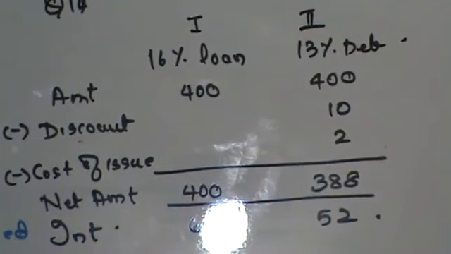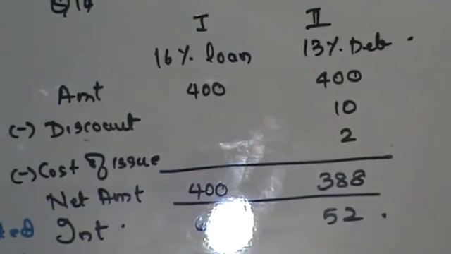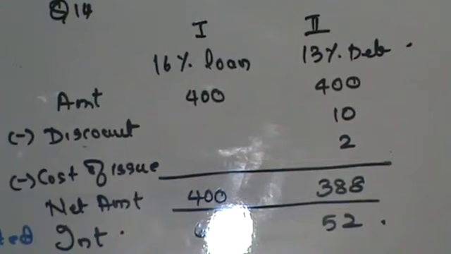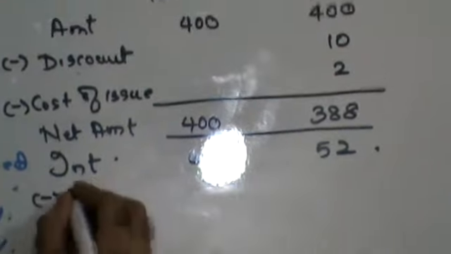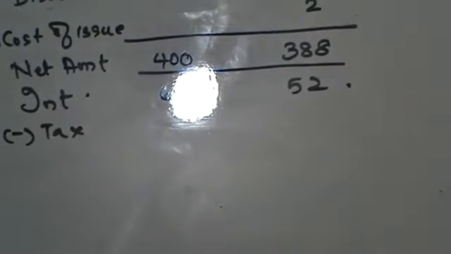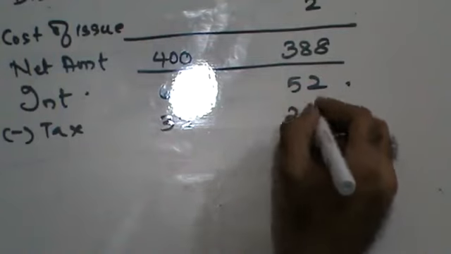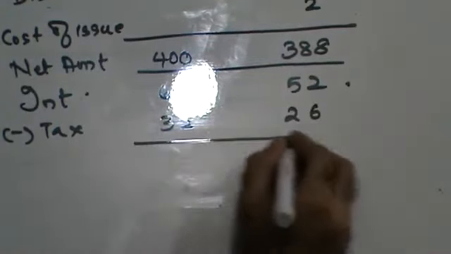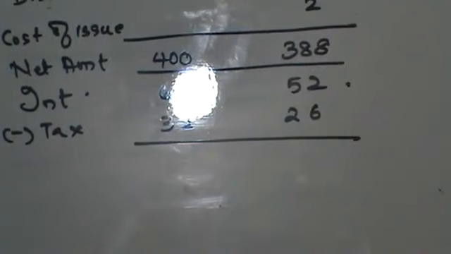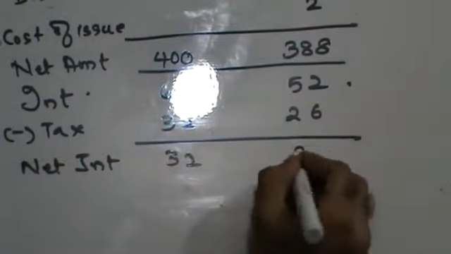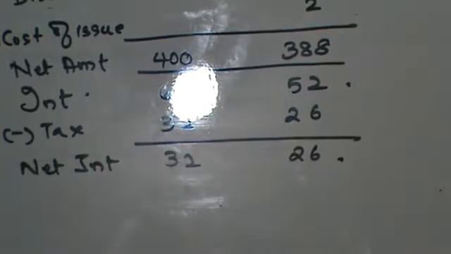So why not 388? Because those are the expenses I have incurred. I have sold debentures of 400 lakhs to you. You are a debenture holder, so I will have to pay you interest. These were the other expenses that I incurred. They are on me. I'll just show you what their effect is now. Right? Now, the tax rate is given to you as 50%. 50% means this will become 32 and this will become 26. So the net interest that I'll pay here is 32 lakhs and here it is 26 lakhs.